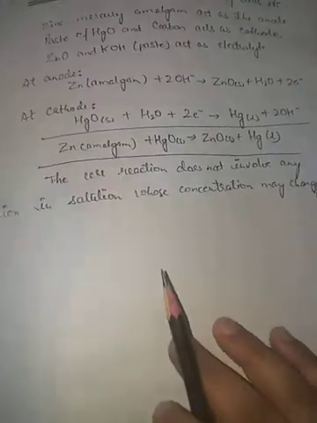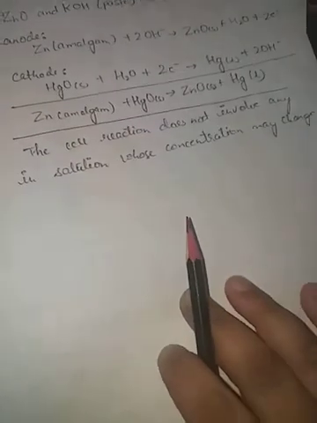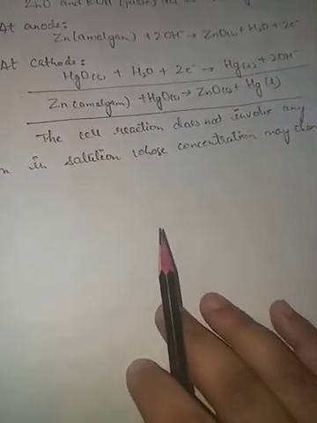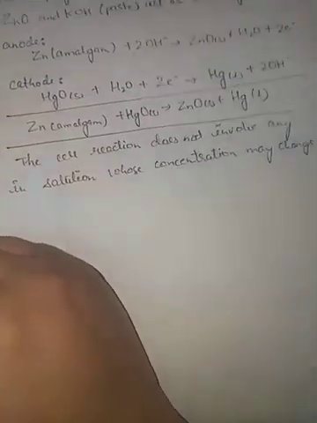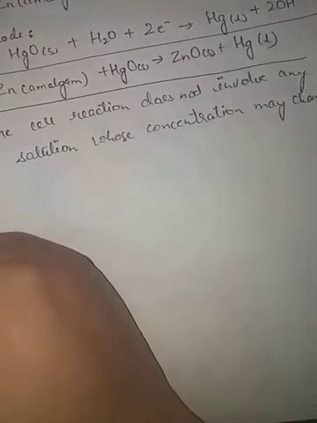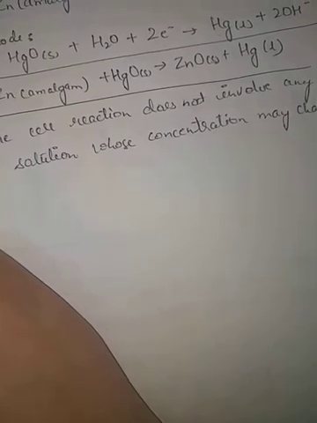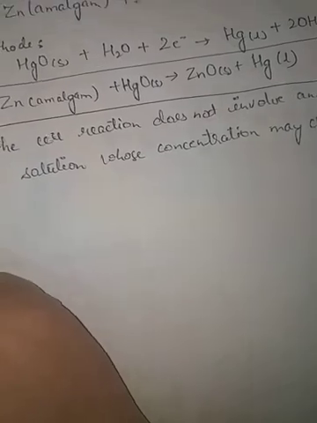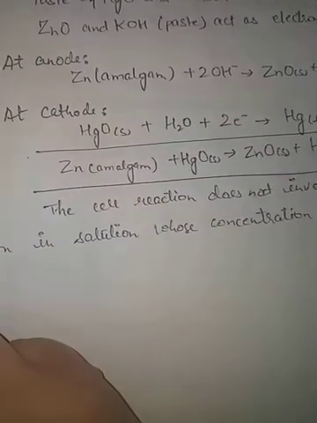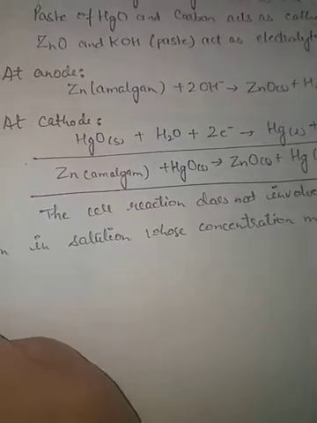See, the cell reaction does not involve any ions in the solution whose concentration may change. That's why, because it does not involve any ion in the solution whose concentration may change, the potential of the cell remains constant, not only during the operation of the cell but throughout its life. And the cell potential of this mercury cell is approximately 1.35 volt.